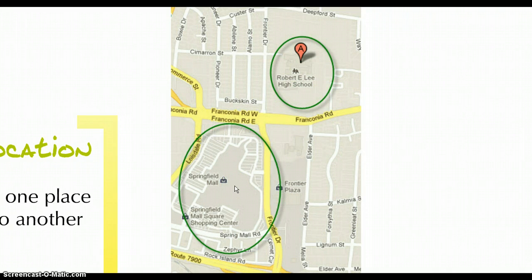I might say that Robert E. Lee High School is a few miles south of Washington, D.C. I might say that it is a few miles north of Woodbridge. So depending on what the person I'm talking to knows, I'm going to use that to tell them where something else is.